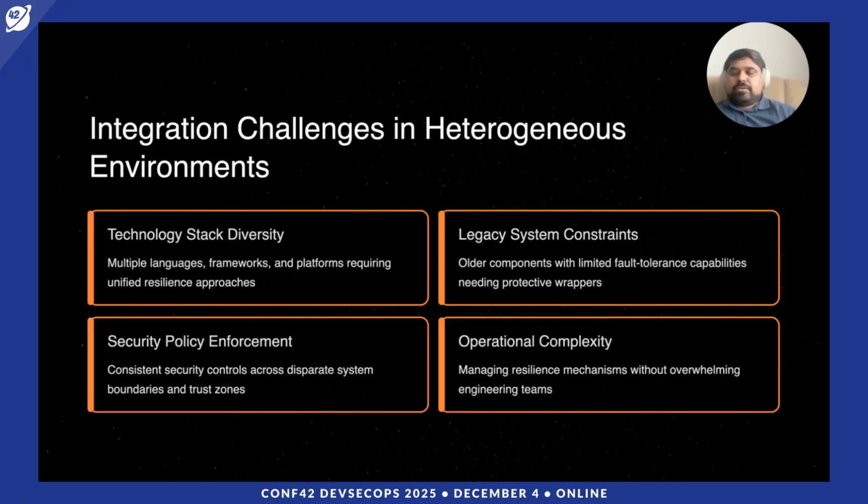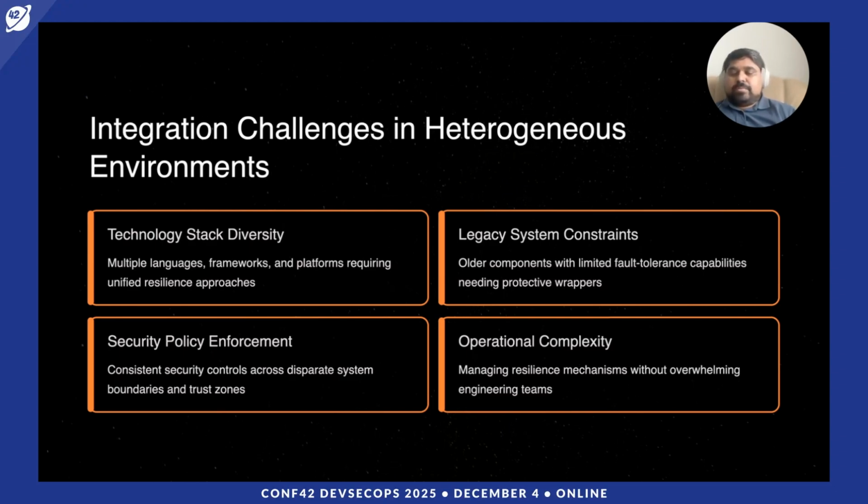Challenge 3: security policy enforcement. Consistent security controls across multiple systems, boundaries, and protocols. The challenge is how to ensure all services are consistent when they have different authentication and audit modes. For example, the payment service might use OAuth, another service might use API keys, and a legacy system might have no authentication. The solution is to implement security policies at the gateway or service mesh.